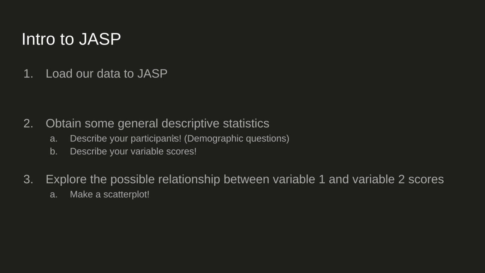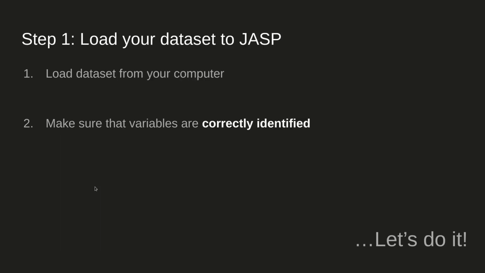So first, we're going to describe our participants. And as you can imagine, we're going to do that using the responses we gathered from our demographic questions. And we're also going to be describing the variability contained in our variable score. So we're going to be doing those, and we're going to be generating some nice little visualizations. Then in our next step, we're going to be taking a glimpse at our possible relationship between our variable 1 and variable 2 scores, and we're going to be doing that by means of obtaining a scatter plot.